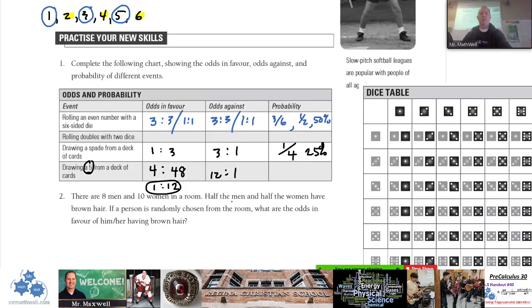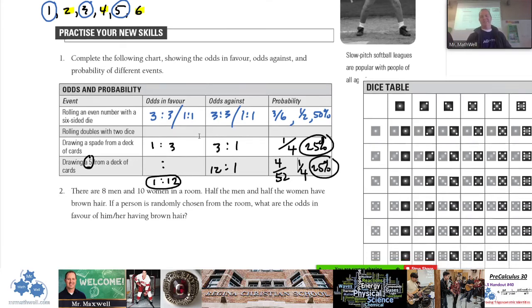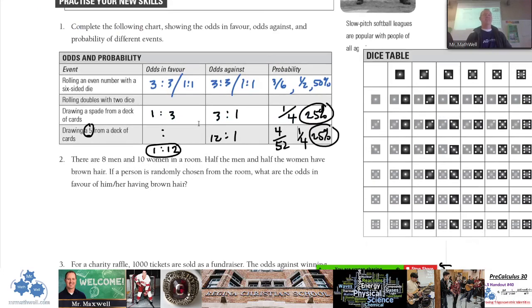Whoa, where's my screen going? I know. Wacko, hey? Sorry, 4 out of 52, or 1 out of 13, or about 7.7%. Okay, look, I have numbers just disappearing. Okay, any questions?